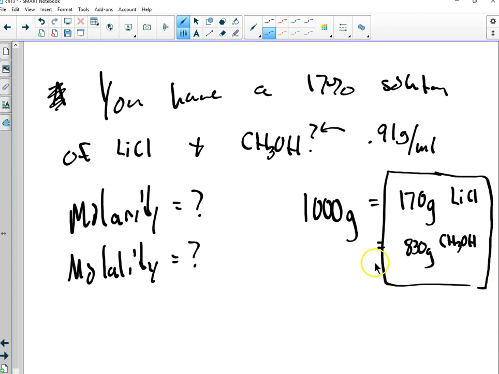Now, what would I do with this data? I could find my molality, piece of cake, right? For the molality, I take 170 and I divide it by 26. What does that end up being? Oh, it's not LiF anymore. Sorry, I switched it to LiCl. I wasn't paying attention. What's that? 42. Thank you. I forgot.